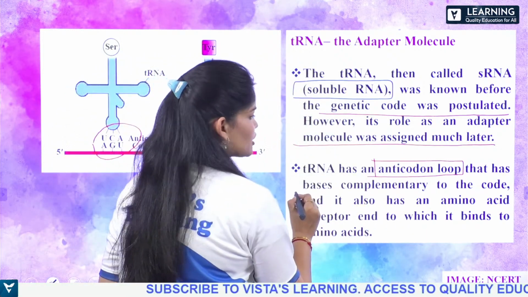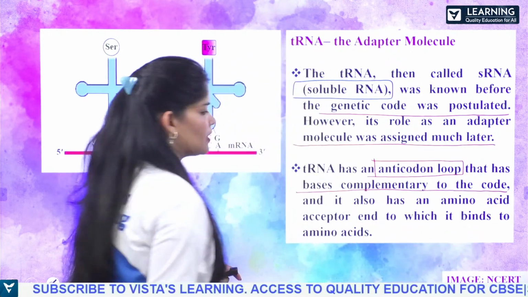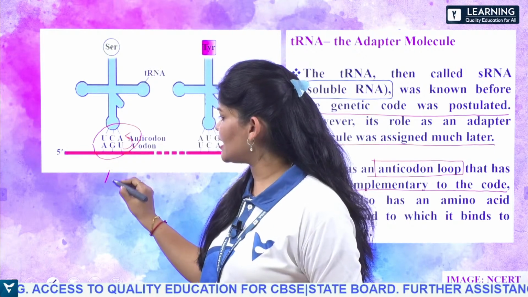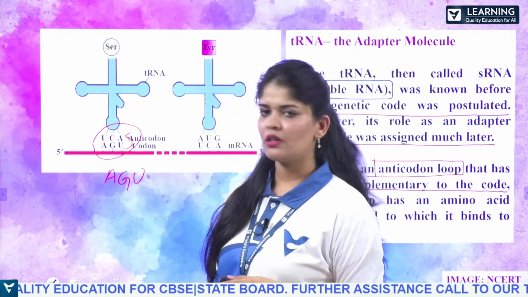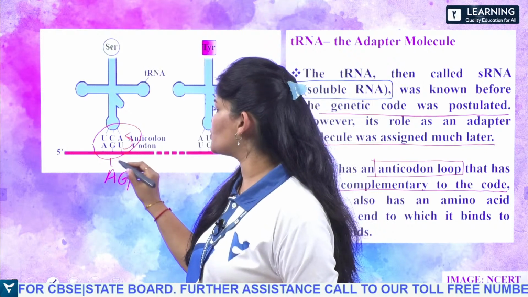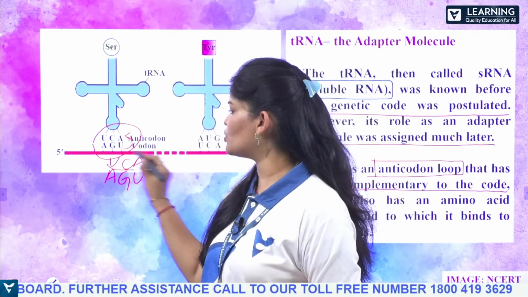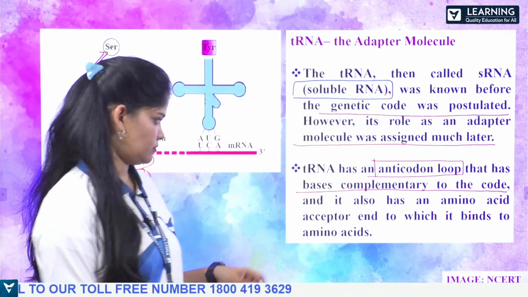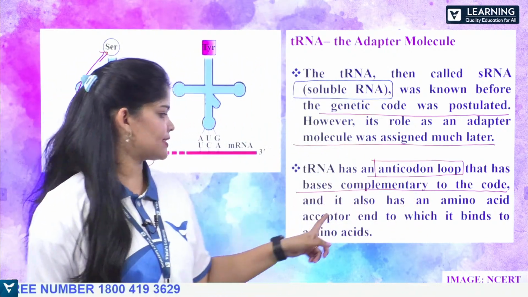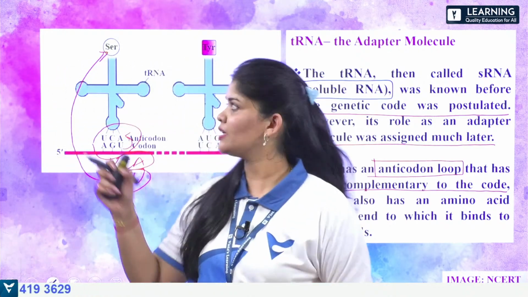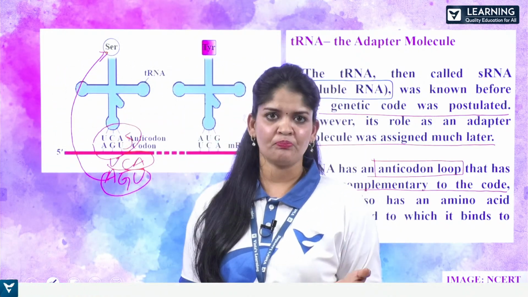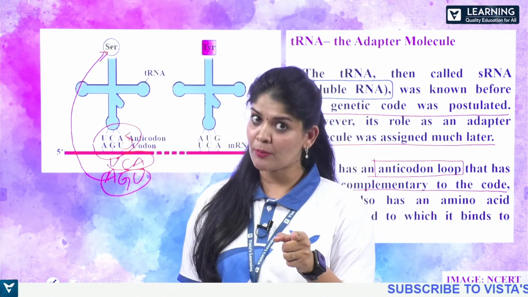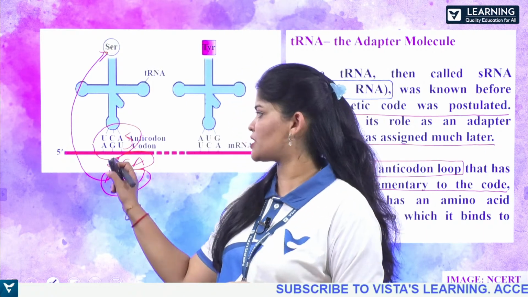See, bases complementary to the code. It is having AGU, and the complementary code will be UCA. So, AGU will code for serine. And it also has an amino acid acceptor end. On the other hand, it has an acceptor arm which can accept a specific amino acid, and that specific amino acid is based upon the code which is present on the mRNA.